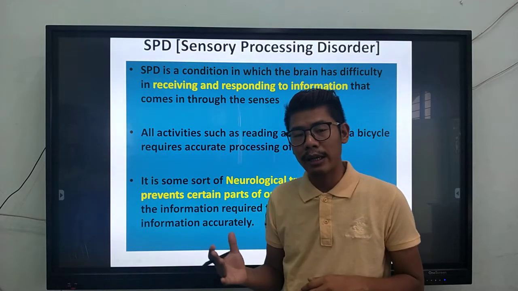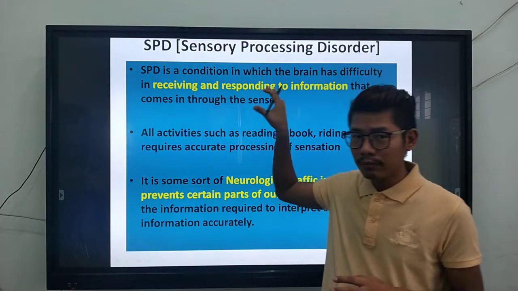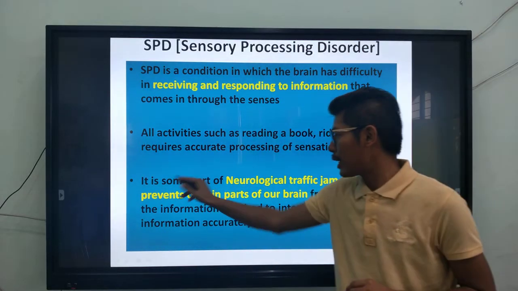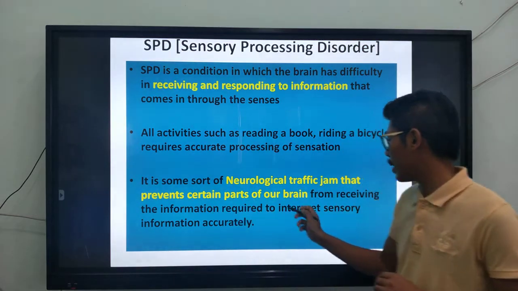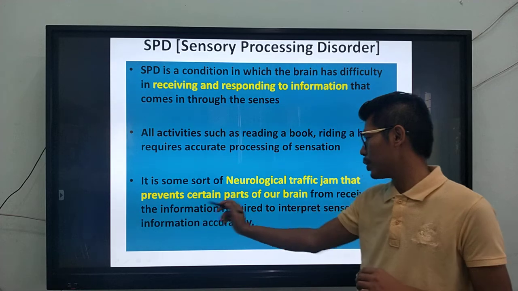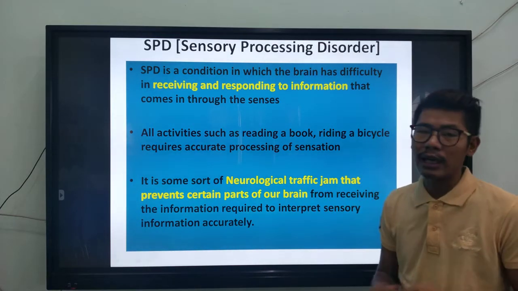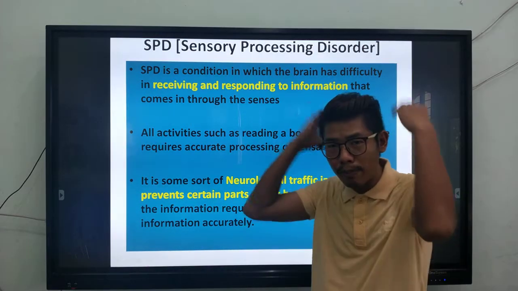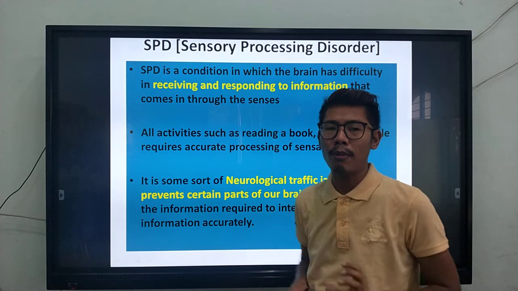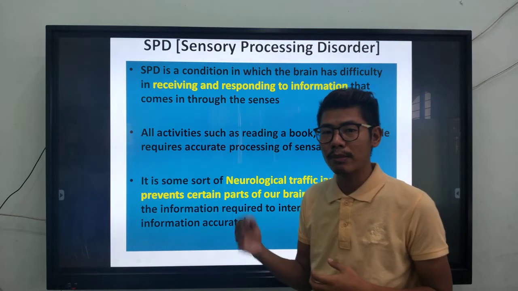But lack of this sensory processing creates problems in your life. It comes down to neurological traffic jams that prevent certain parts of our brain from receiving the information required to interpret sensory information accurately. So it's kind of a traffic jam. Your message is going, but in your brain it's not processed properly. That's what happens when you have this kind of problem, called sensory processing disorder.